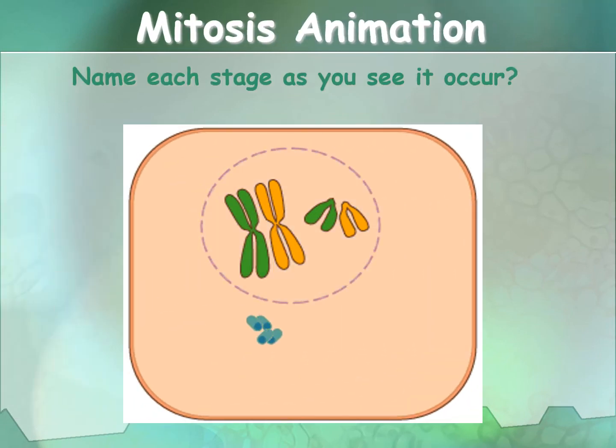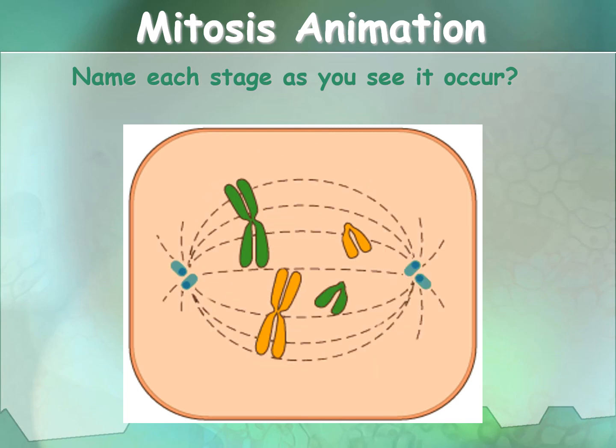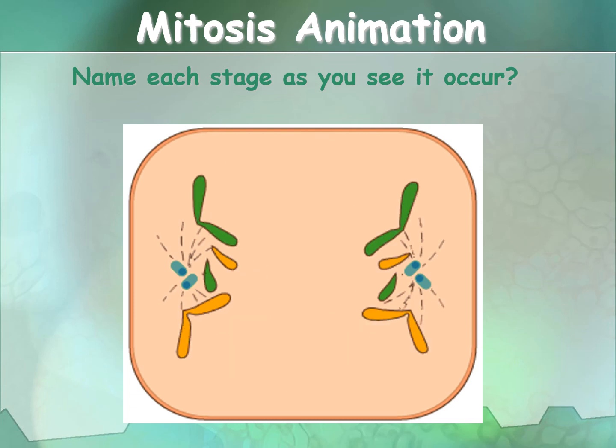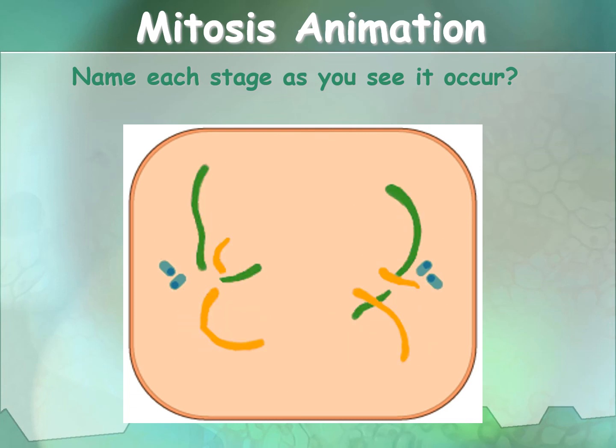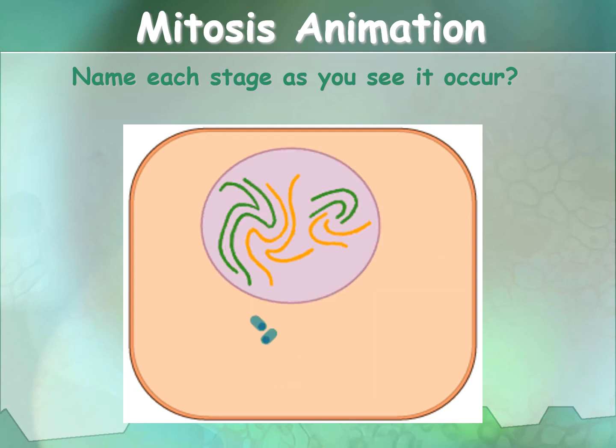So here's a little animation. You can see everything starting to form here. You can see your daughter cells are now there, the end of cytokinesis, and there you go.